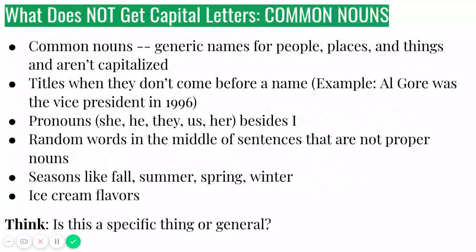They're not specific. They're general, like a city, not capitalized. Hudson is a city. That is specific. That gets a capital. Titles, when they don't come before a name. So, for example, Al Gore was vice president in 1996. The V and the P are not capitalized because they don't come before his name.